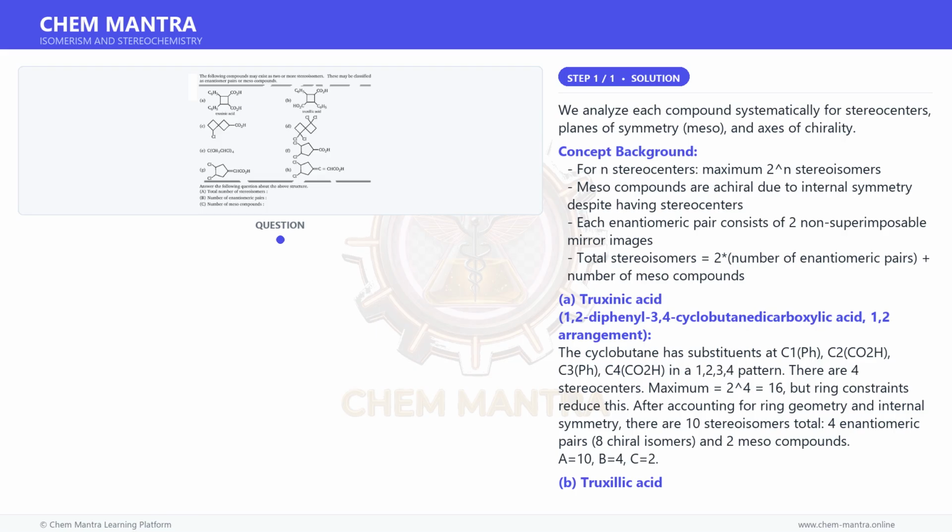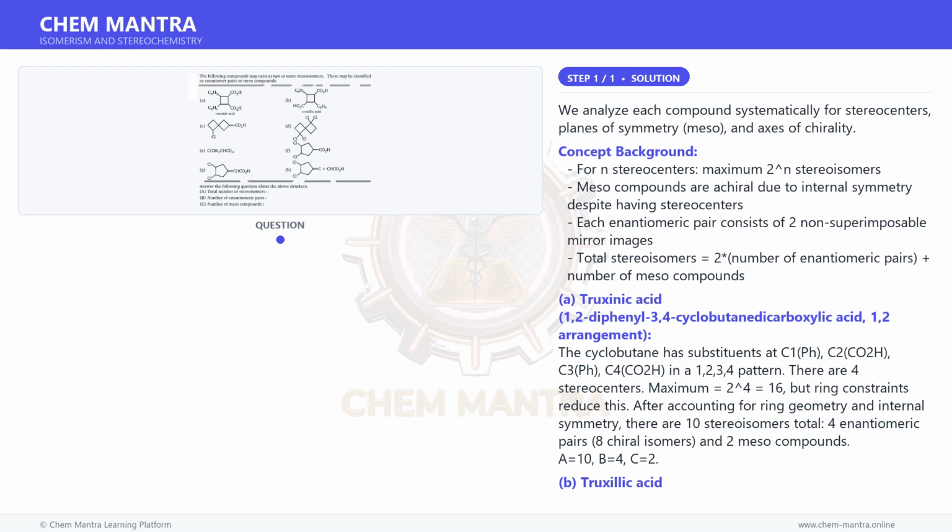H. 1,2-dichloro-4-allenic chain with CO2H cyclopentane. The allene, =C=CHCO2H, introduces axial chirality plus the 2 ring Cl stereocenters. With 3 sources of stereoisomerism, C1 Cl, C2 Cl, and the allenic axis, symmetry analysis gives 4 stereoisomers, 1 enantiomeric pair and 2 meso compounds, when the ring Cl groups are in configurations that create internal symmetry with the allenic axis. A is equal to 4, B is equal to 1, C is equal to 2.